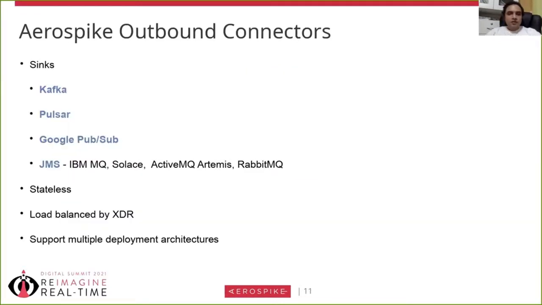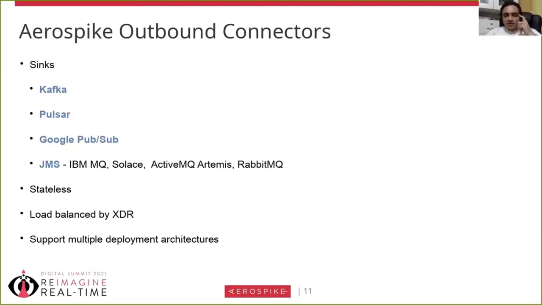So in the outbound case, we support the following things currently. We have support for Kafka, Pulsar, Google PubSub, and JMS. JMS basically supports messaging queues that adhere to the Java Messaging Service interface. We have tested our implementations against IBM MQ, Solace, Artemis, and RabbitMQ.